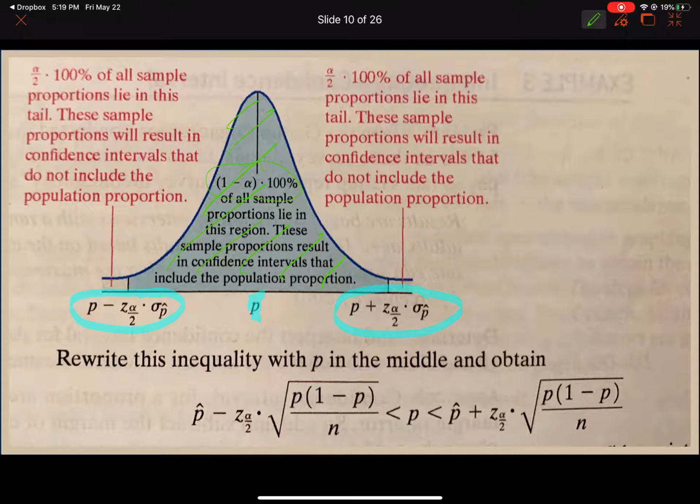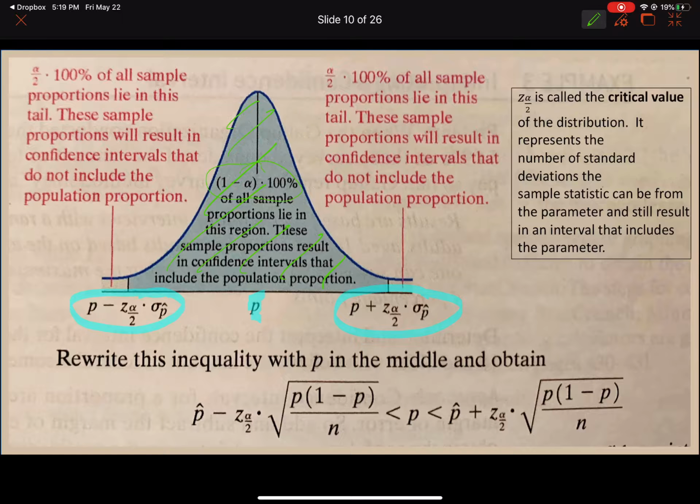So we subtract the margin of error and add that margin of error to our mean, and we know that 95% or 99% or whatever of all sample proportions will lie within this spot right here. Okay, so this is what it looks like. So Z alpha divided by 2 is called the critical value of the distribution. It is the number of standard deviations the sample statistic can be away from the parameter and still result in an interval that includes the parameter.